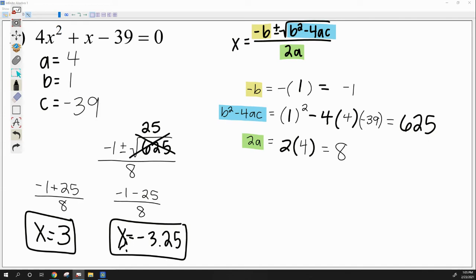Raise your hand if you feel very confused. That's okay. First steps are always the same. So on number 2, go ahead and do A, B, and C.